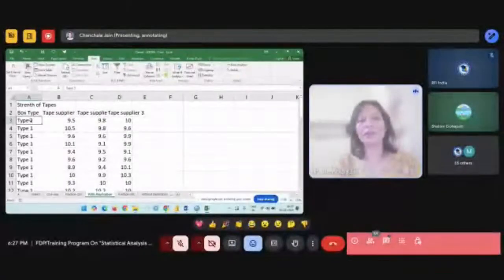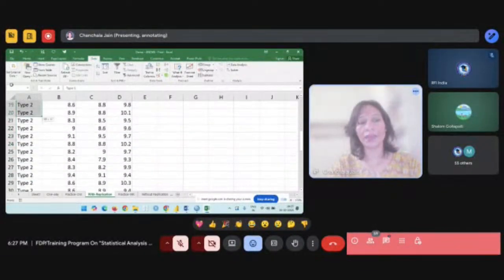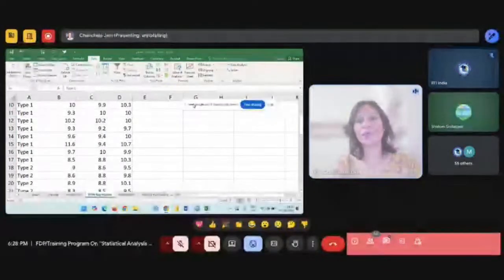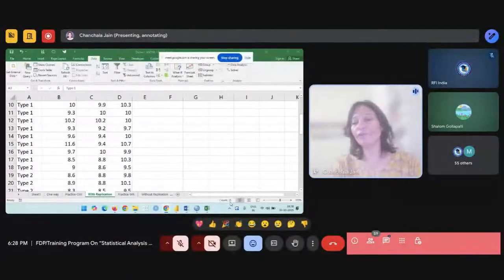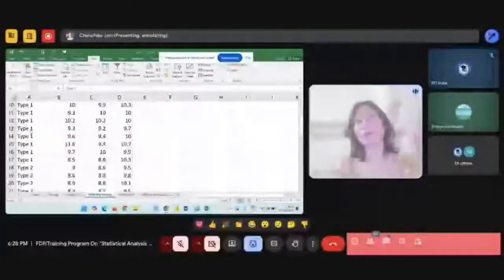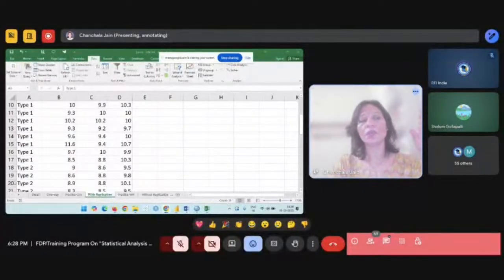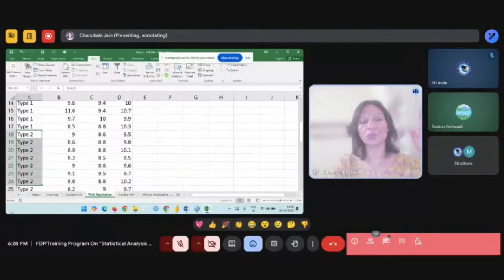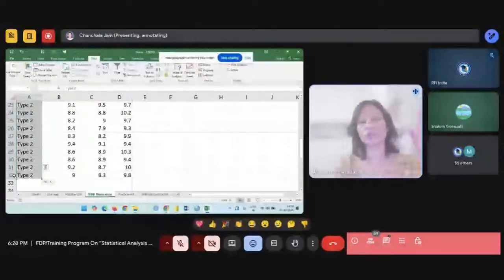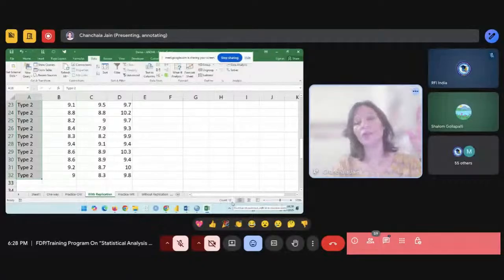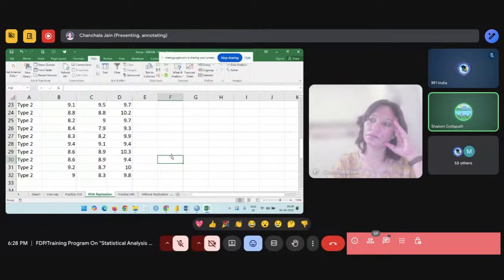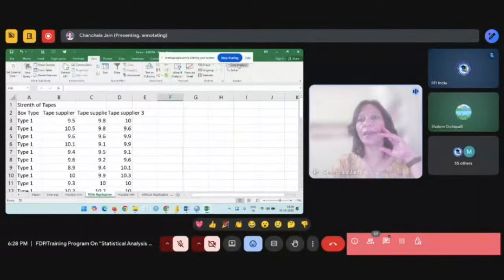So I will select this type 1. It is coming till here. Now you can see it is indicating 15 rows, right? For type 1, the first sample is type 1. It is having total 15 rows. Similarly, I need to check for type 2 also. Type 2 is also 15. Done? Check everyone. Okay, ma'am.